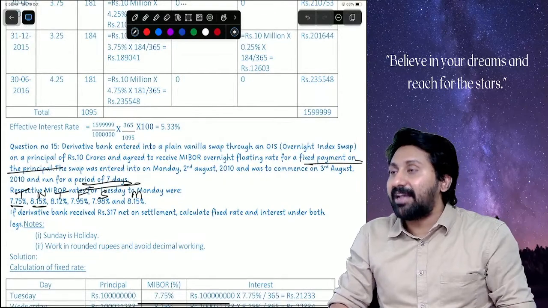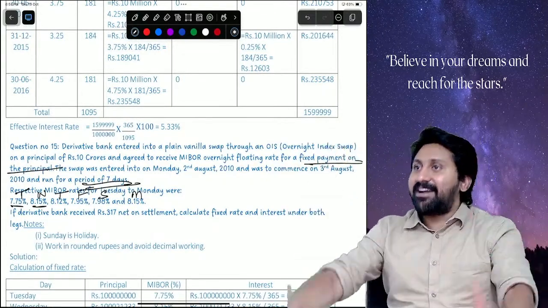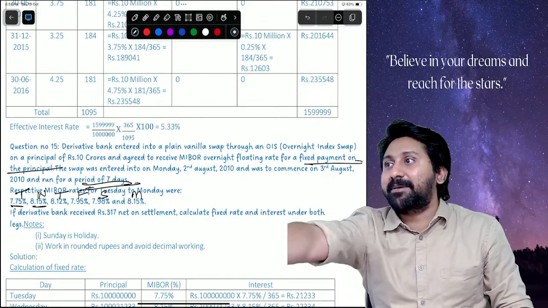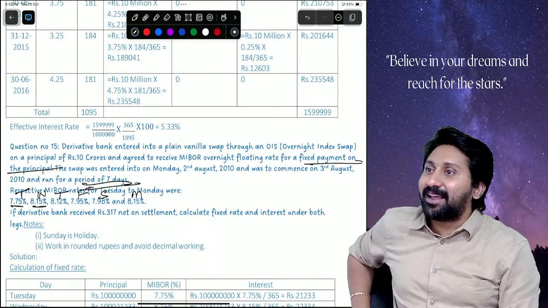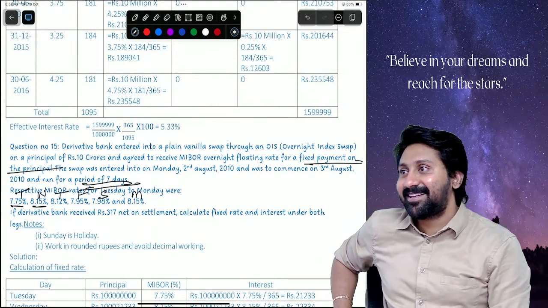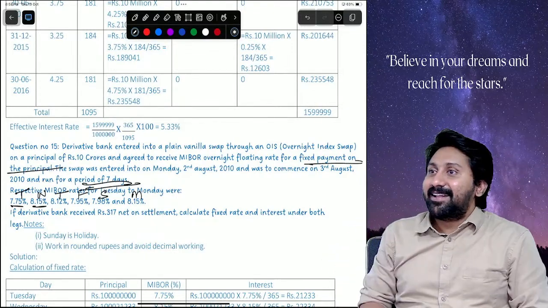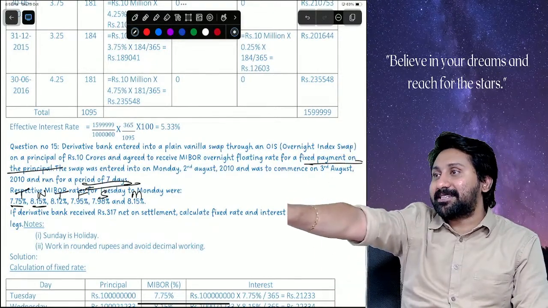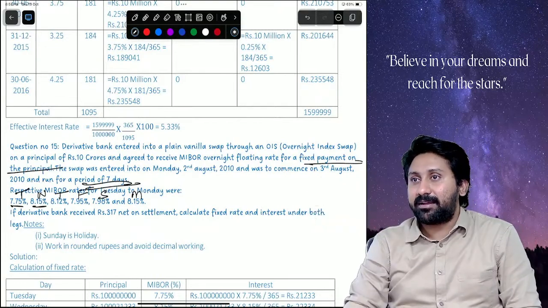Sunday is a holiday. Wrong. 7 days we have to do. Saturday rate only will apply. Sunday rate will not be there, but payments will be there. When you take a loan from the bank, on Sundays they are not charging interest, it is included in Saturday. That means what is the rate on Saturday? 7.9. That will apply for 2 days, Saturday and Sunday.